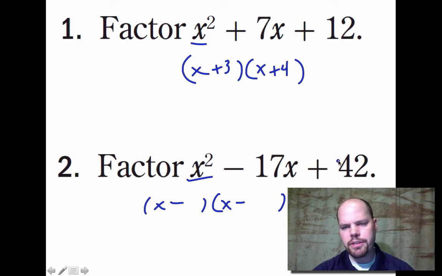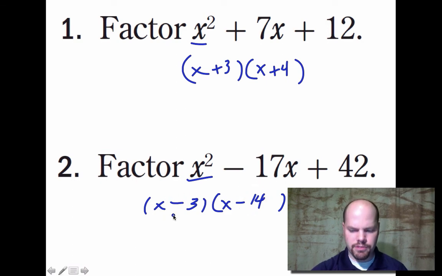2 and 21, negative 2 and negative 21. That's not going to be it. It's going to be negative 3 and negative 14. Those multiply to be positive 42, and the linear terms add up to negative 17x.